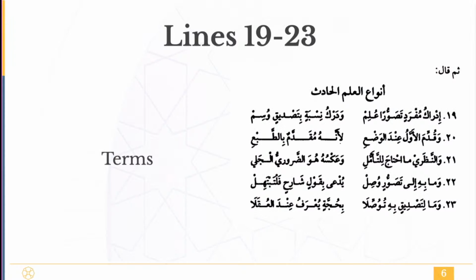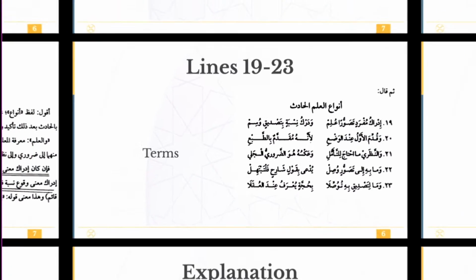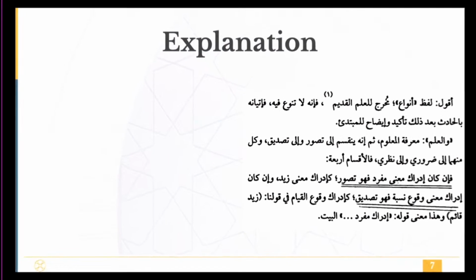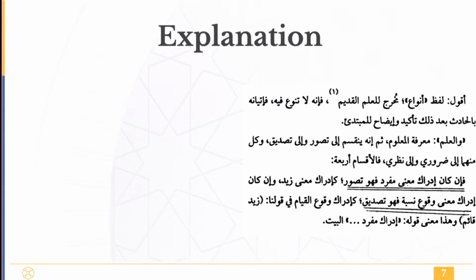وما لتصديق به توصل بالحجة يعرف عند العقلاء. And that through which you come to confirm something as true is called a proof, according to those of intellect. So these are lines 19 to 23. And so then the commentator explains. He says, أقول لفظ أنواع مخرج للعلم القديم.